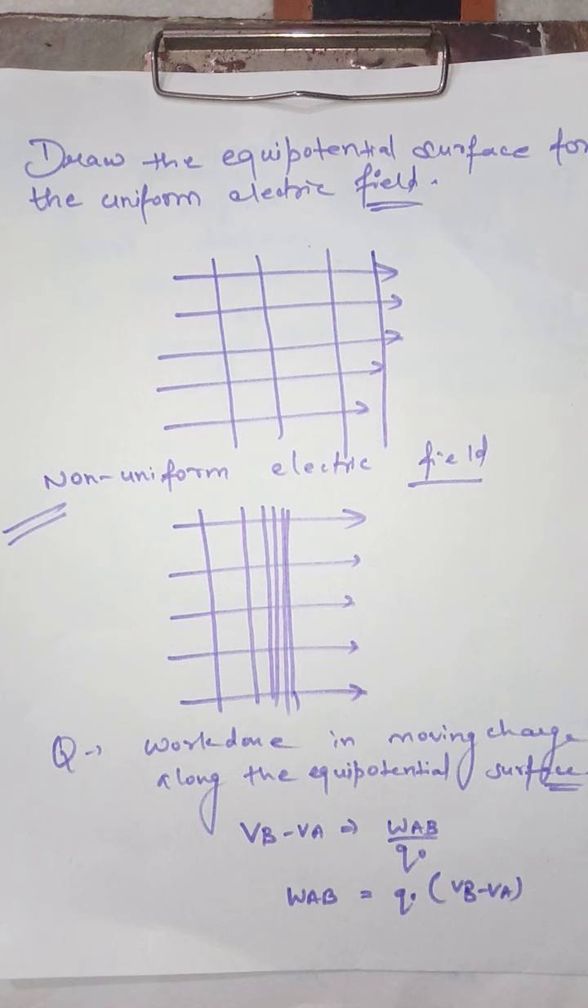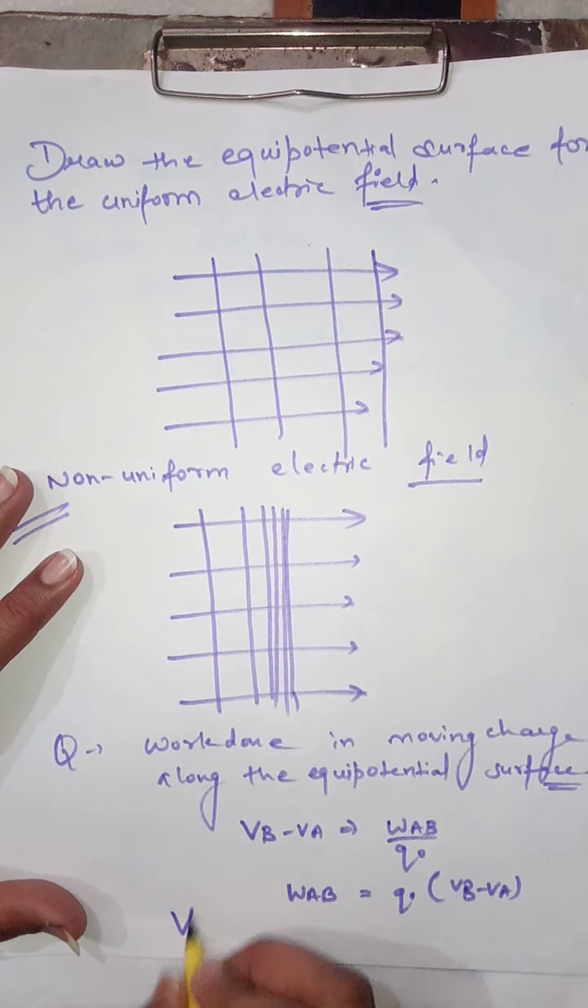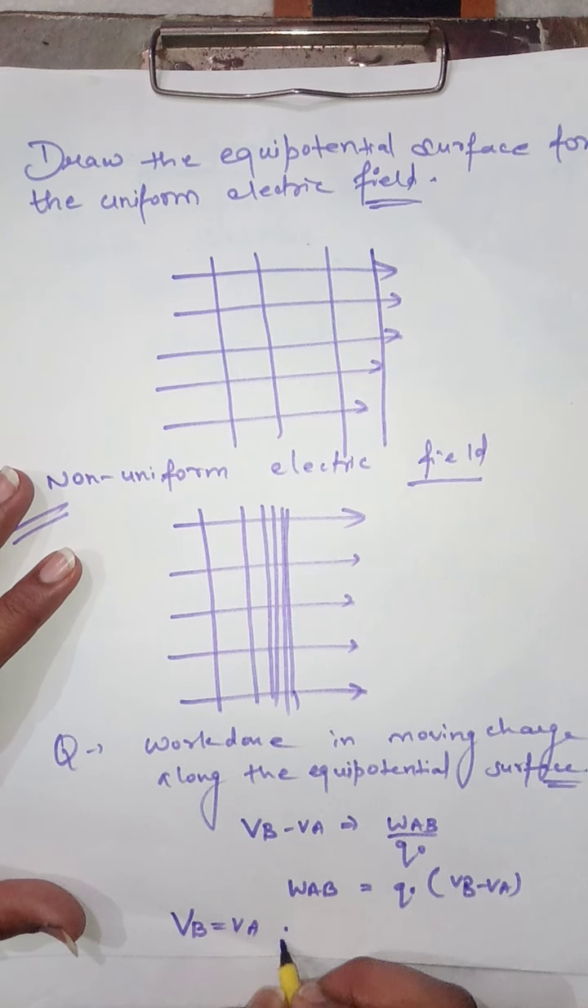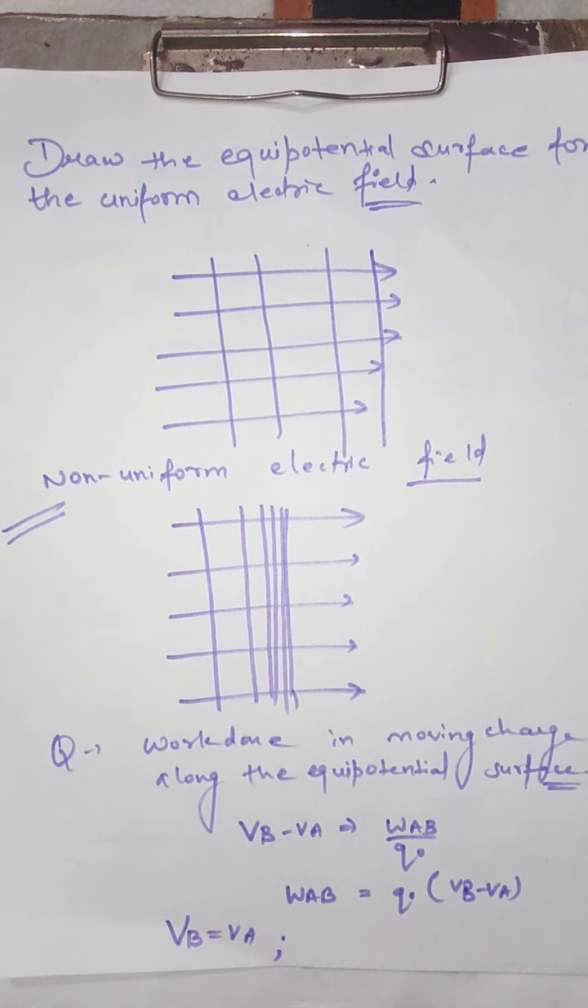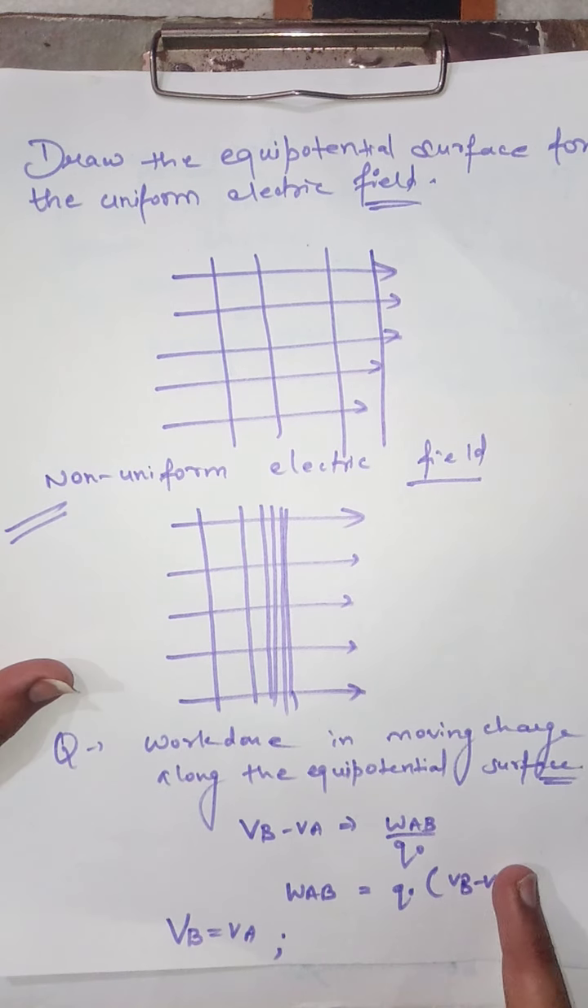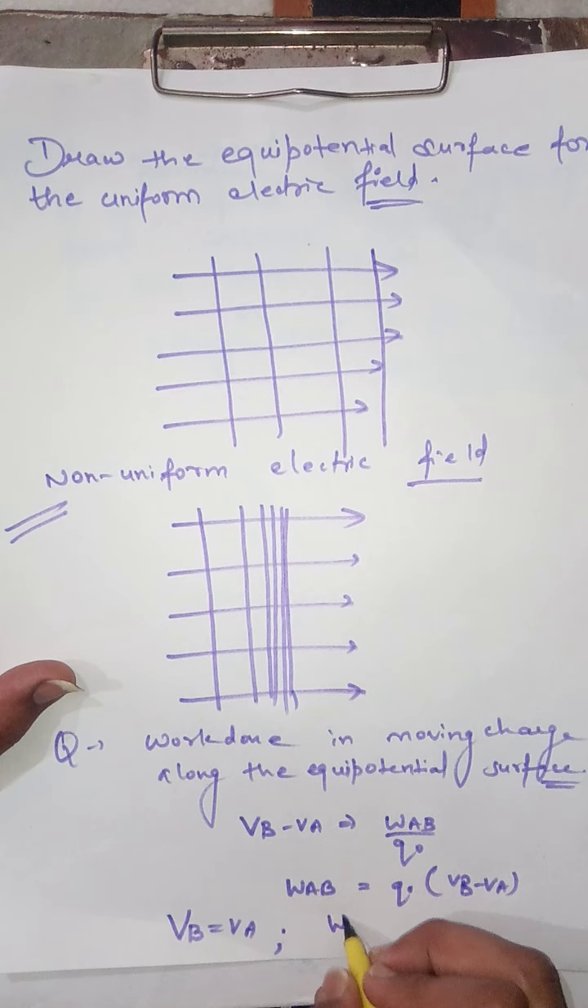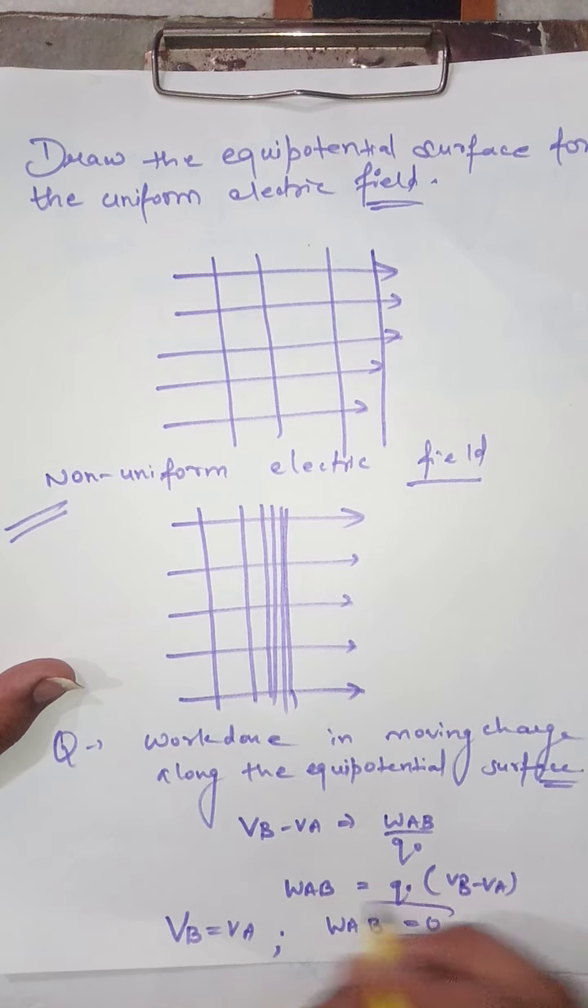Equipotential surfaces are those surfaces on which the value of potential remains the same everywhere. So if we have an equipotential surface, that simply means that VB is equal to VA. And if VB is equal to VA, then from this particular equation, WAB is equal to 0.